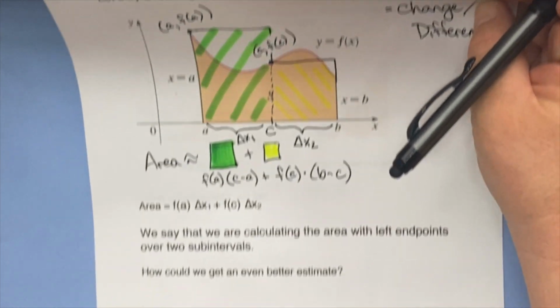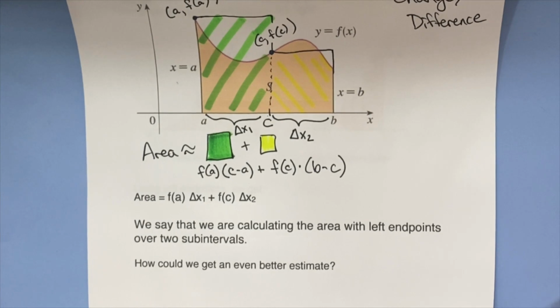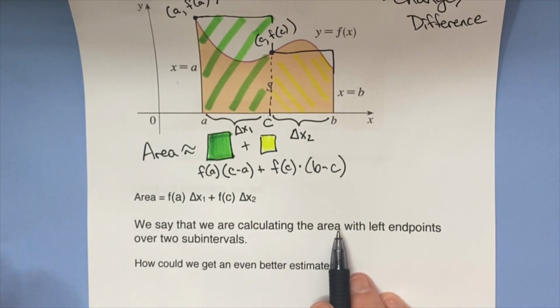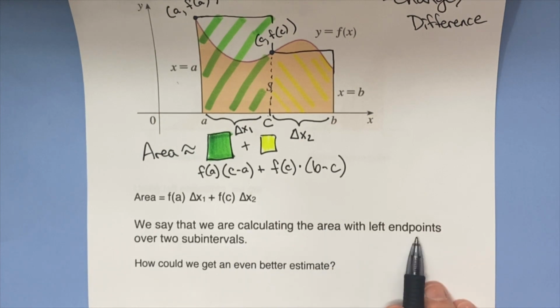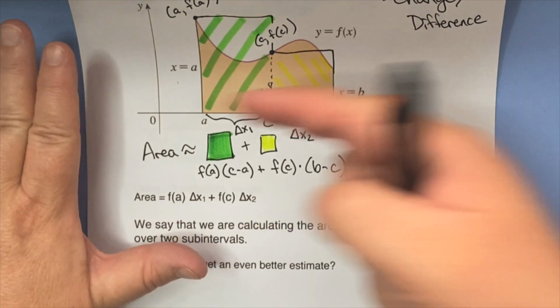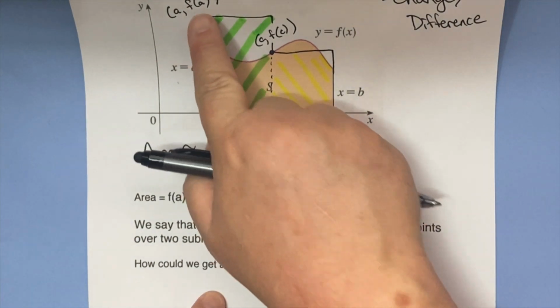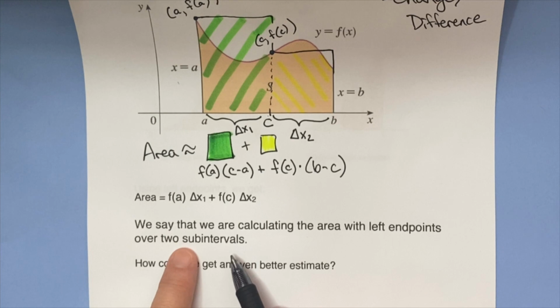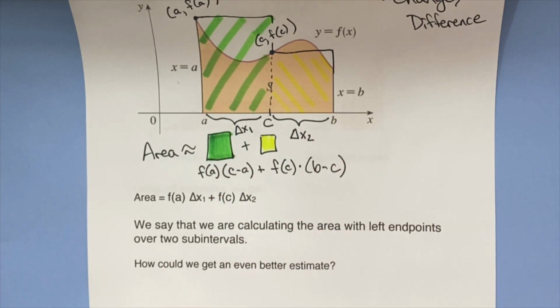And then we have some language we're going to use. The language is, we say that we are calculating the area. Okay, we're going to estimate it with left endpoints. Remember, left is that one. So left endpoints over 2 sub-intervals. There are 2 rectangles, so we're breaking it down into 2 parts. So the question, same question on every page: how do we do better? And have we done better?